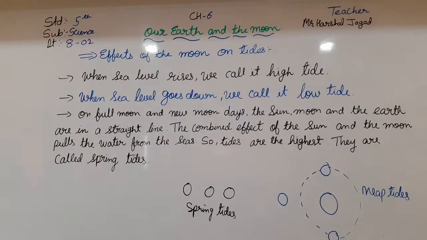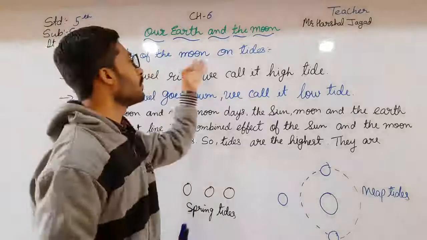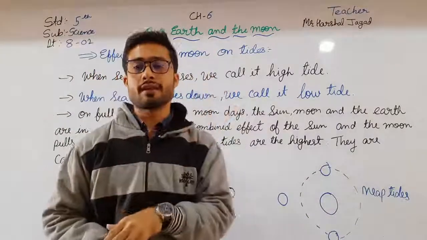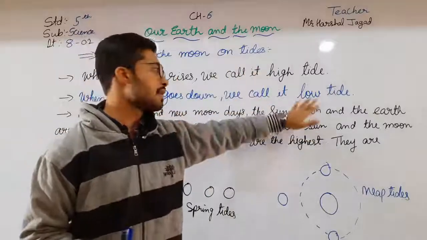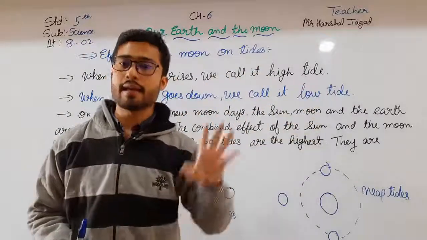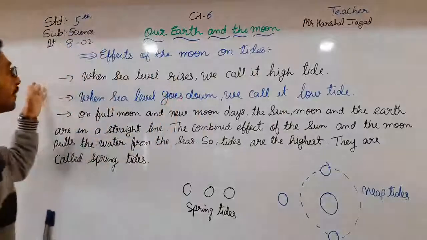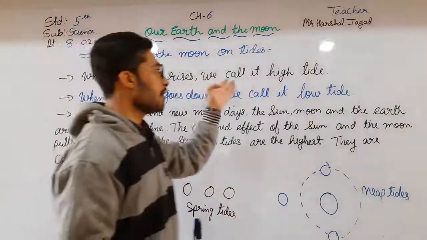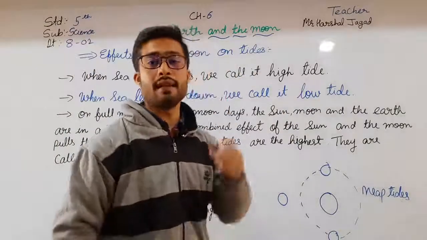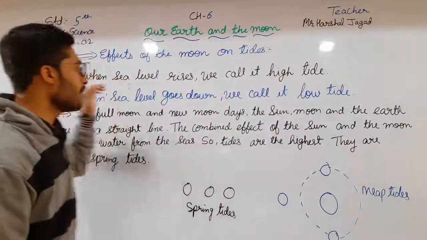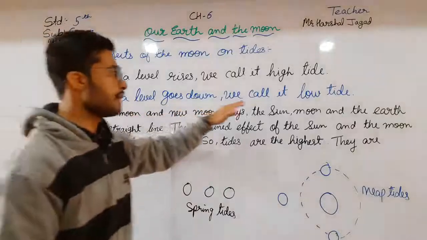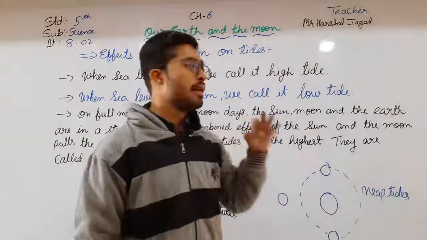But before that, let us revise this topic, that is effects of the moon on the tides. So what are the effects? First effect is high tides, and the second one is low tides. So what is high tide and what is low tide? When the sea level rises, we call it high tide, and when the sea level goes down, we call it low tide. Okay, students.